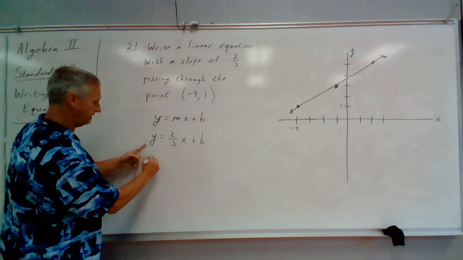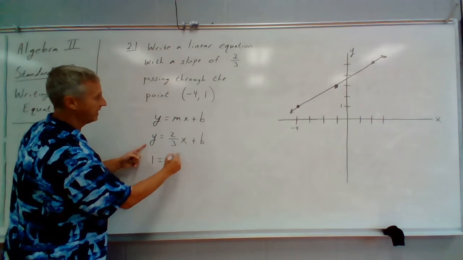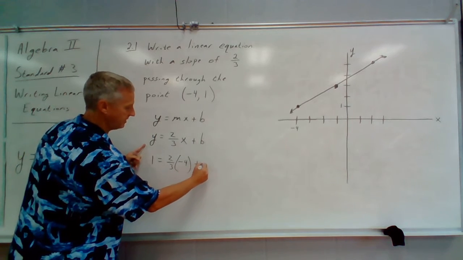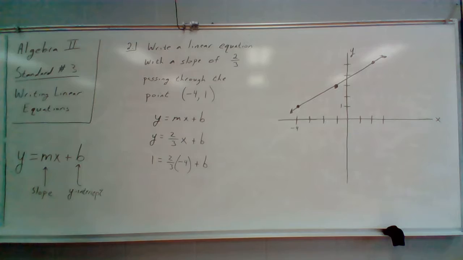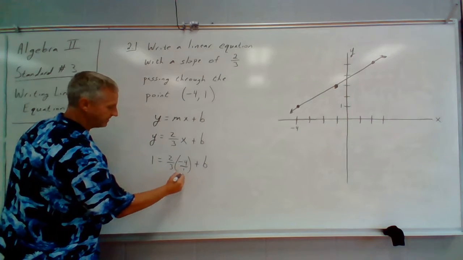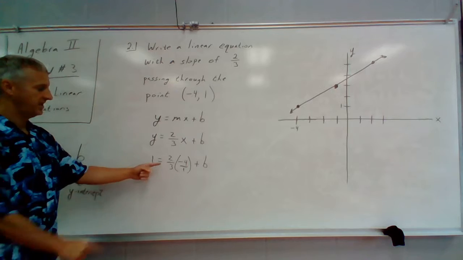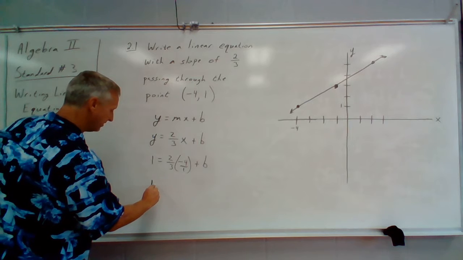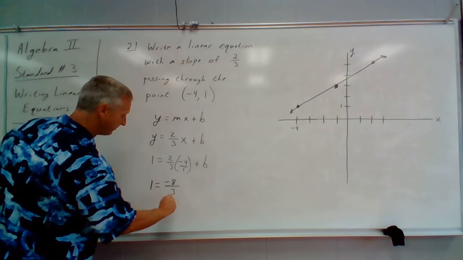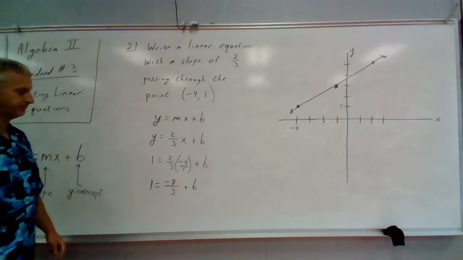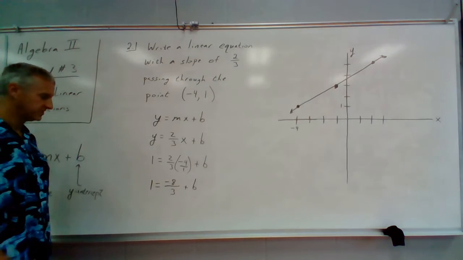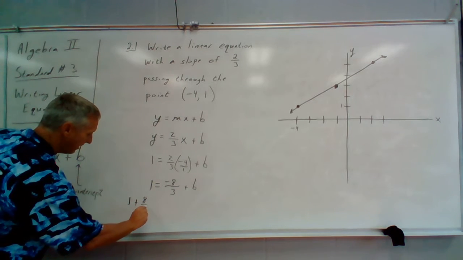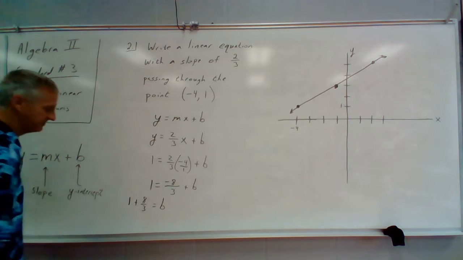So I'm going to put a 1 in for the y, and I'm going to put a -4 for my x. And now I can solve that equation for b. Let's simplify. I'm going to put a 1 underneath my -4. If I multiply these fractions, I get a -8 on the top and a 3 on the bottom. So 1 is equal to -8 over 3 plus b. I need to add 8/3 to both sides. So I'll have 1 plus 8/3 is equal to my y-intercept.